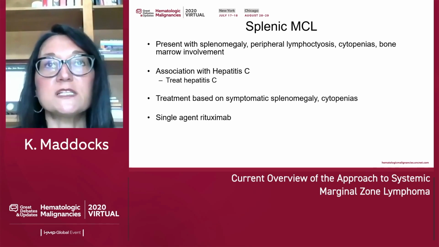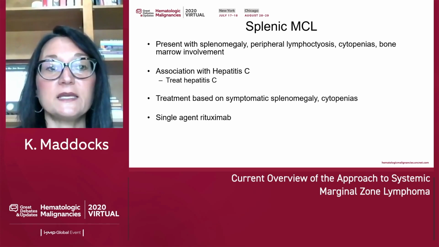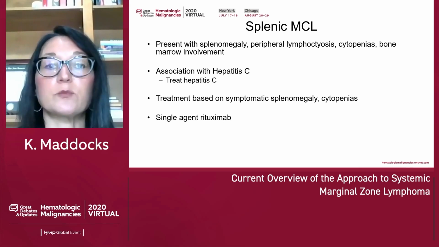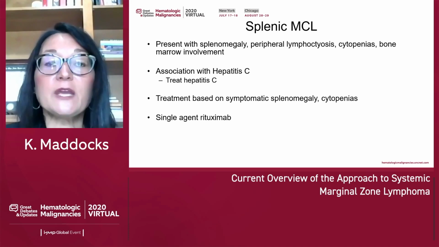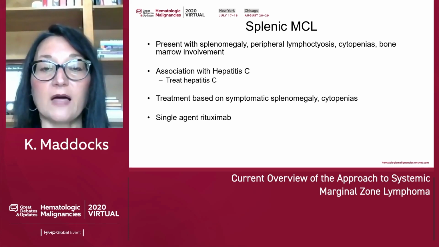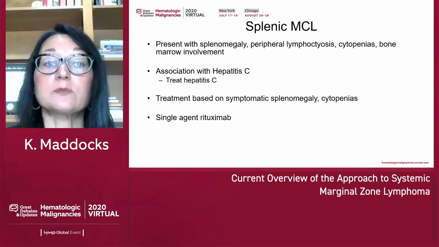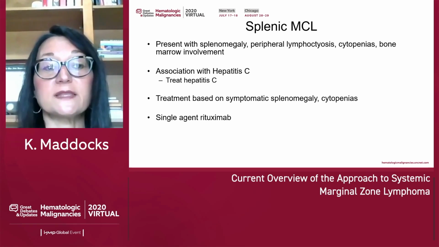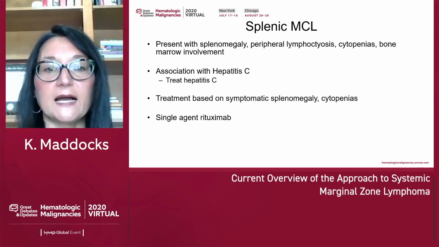Splenic marginal zone patients often have a more indolent disease. They present with splenomegaly. In addition to splenomegaly, you can often detect peripheral blood involvement by flow. Patients have bone marrow disease and will usually have some level of cytopenias. Splenic marginal zone has an association with hepatitis C, and in cases where this is positive, you can treat the hepatitis C with resolution of the marginal zone lymphoma at times.